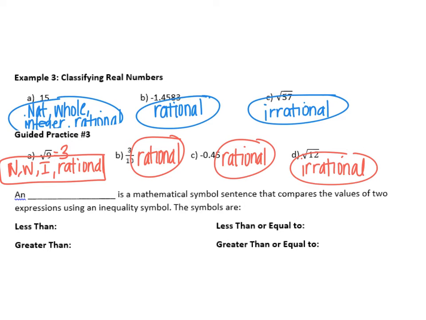All right, and a blank is a mathematical symbol sentence that compares the values of two expressions using an inequality symbol. And that word I underlined there is your key word. It's inequality.